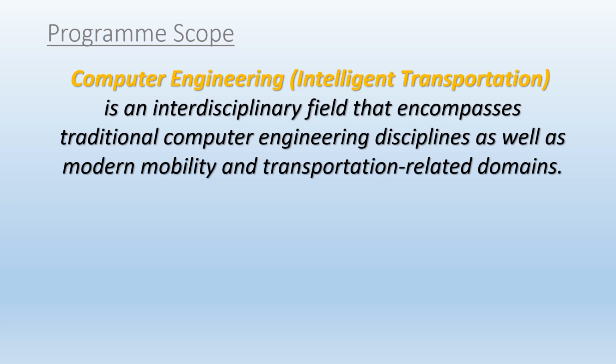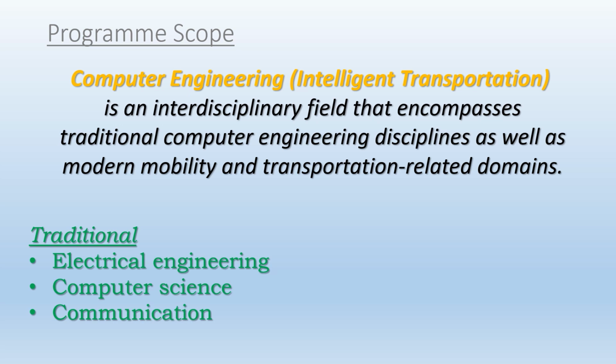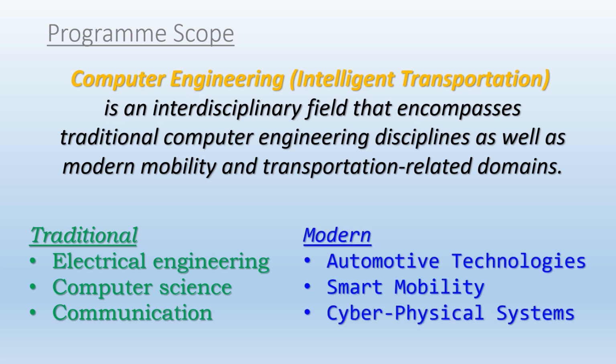So what are the traditional engineering domains which are covered within the computer engineering program? These are things like electrical engineering, computer science, and also telecommunication. On the other side, we have the modern components of this program, especially the mobility and transportation related domains like automotive technologies, smart mobility, and cyber-physical systems.